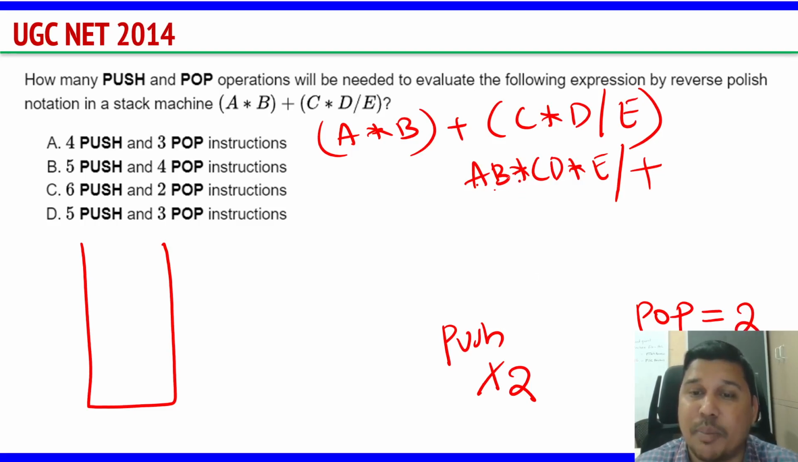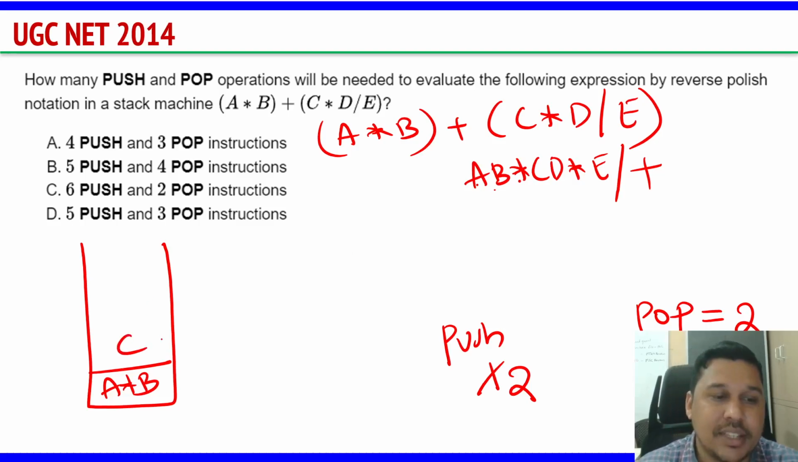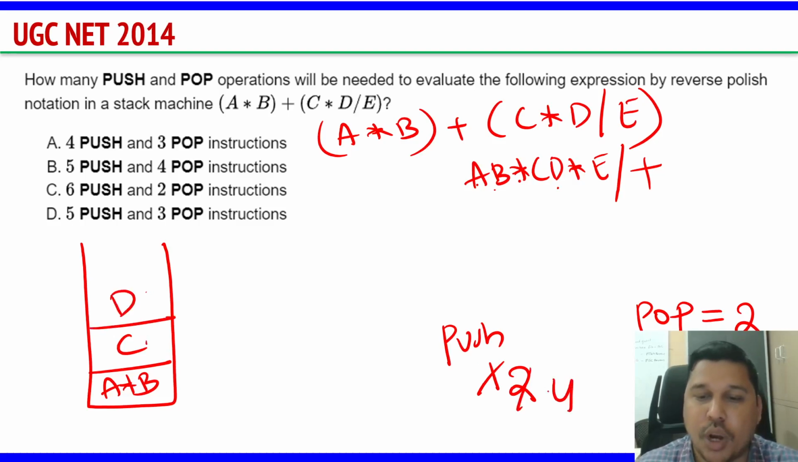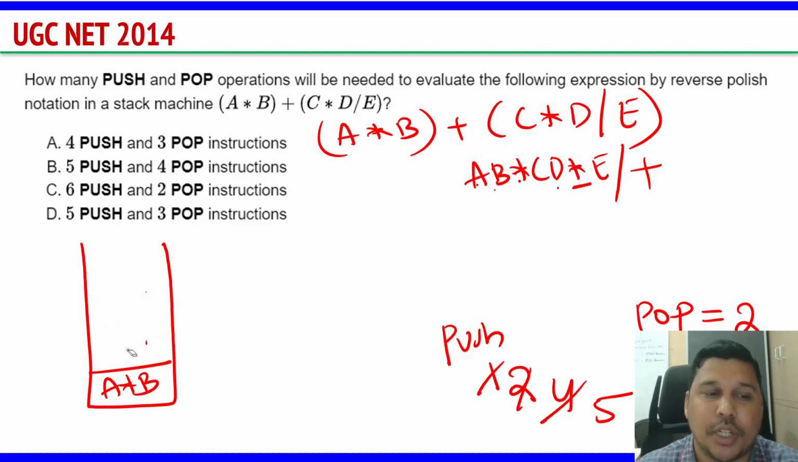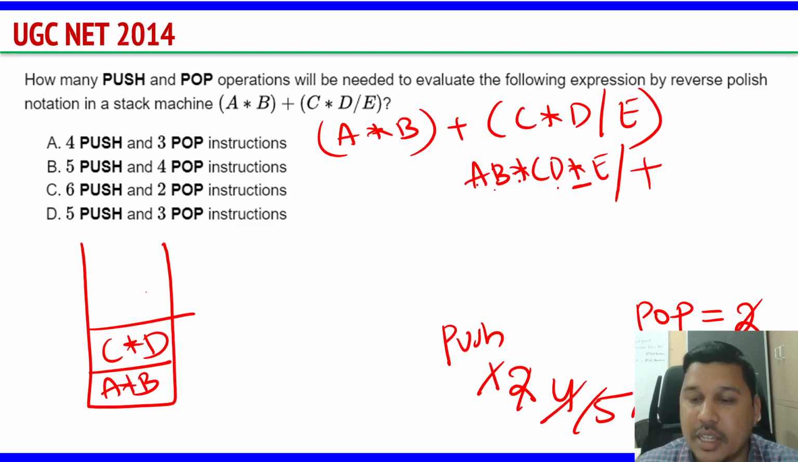Now after that the result will be pushed onto the stack, that is A star B will be pushed onto the stack. Then came C, place it as it is. Then came D, place it as it is. So 2 pushes, so this became 4 now, and the result also went, so it became 5. Then we have star, so you have to pop the top 2 elements, and that result will also go into the stack. So this becomes 6. Now after this we have E, so push it onto the stack.